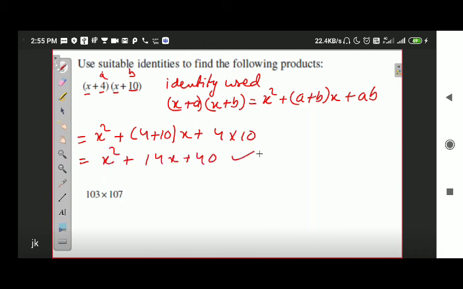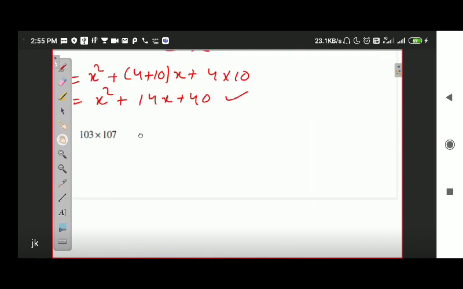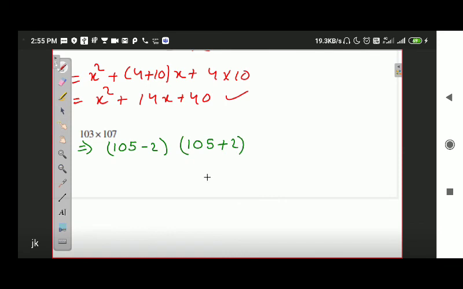That is your answer. In the same manner, you have the question 103 into 107. We will rewrite 103 as 105 minus 2, and 107 as 105 plus 2. Actually, 105 is going to be quite complicated. Let's rewrite again. 103 is 100 plus 3, and 107 is 100 plus 7.